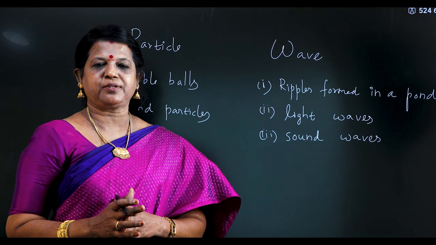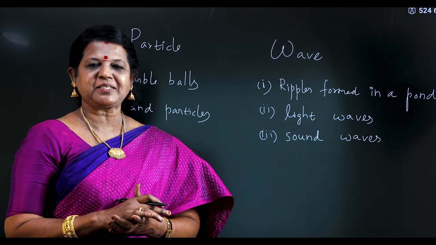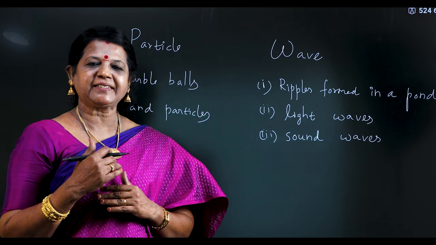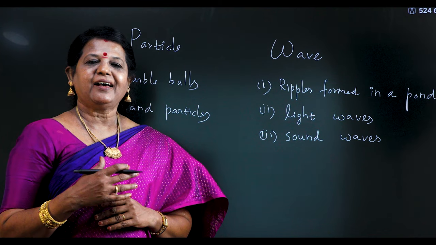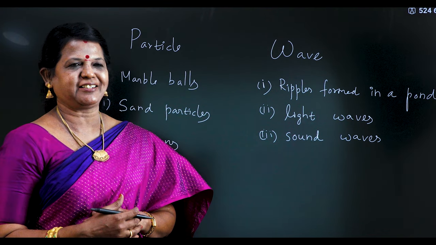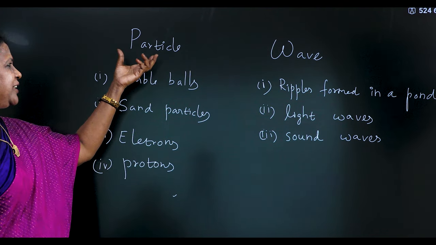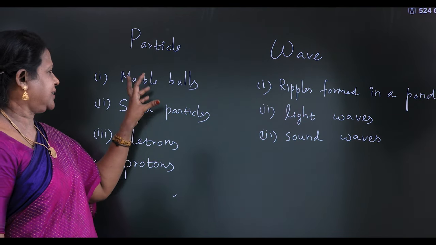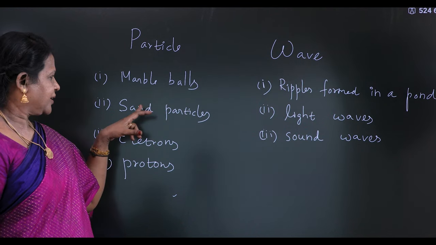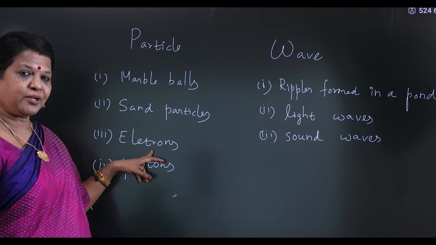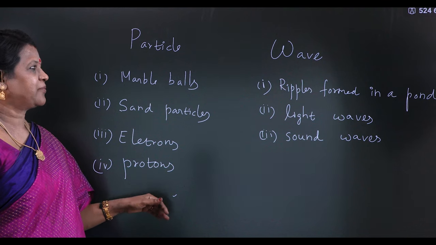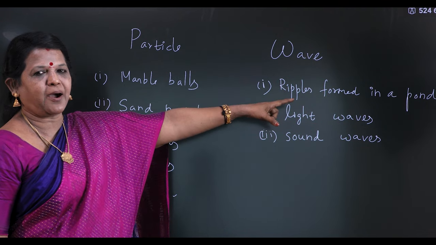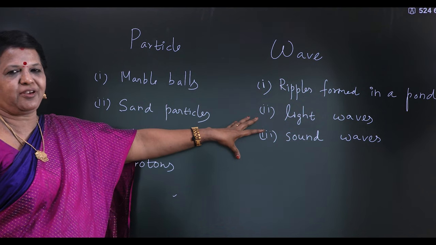Now we are going to see what the differences are between particle nature and wave nature, with examples for particle nature bodies and examples for wave nature. Here, examples for particles are marble balls, sand particles, protons, electrons, etc. And for wave nature bodies, ripples formed in a pond, light waves, sound waves.